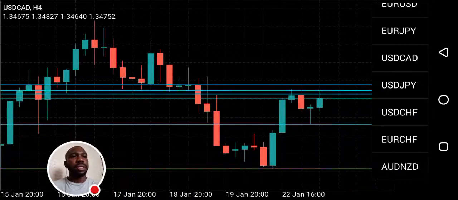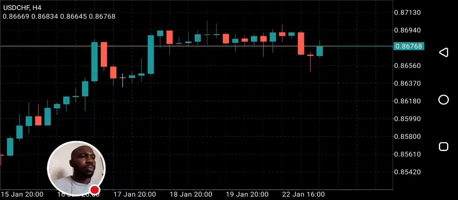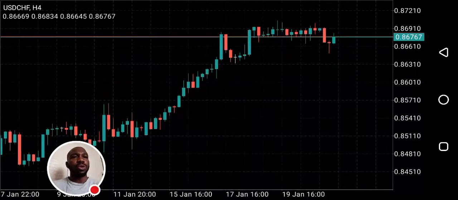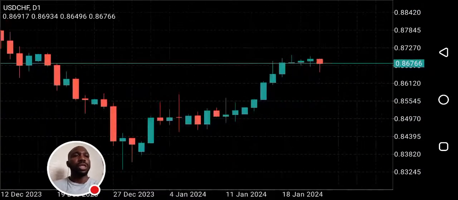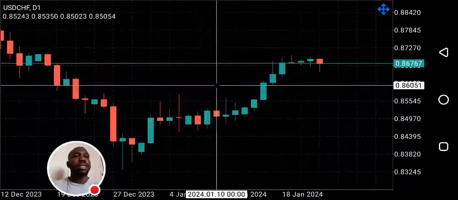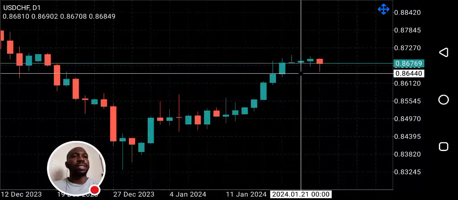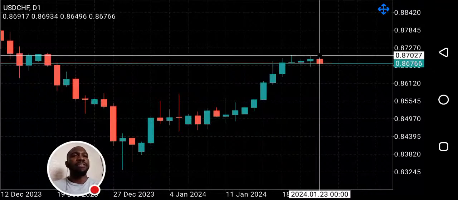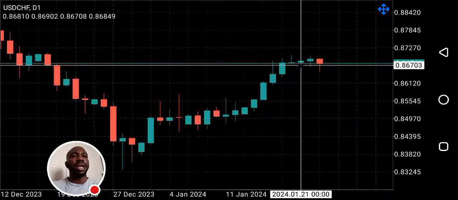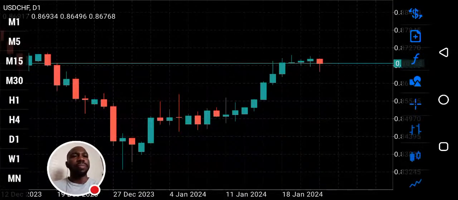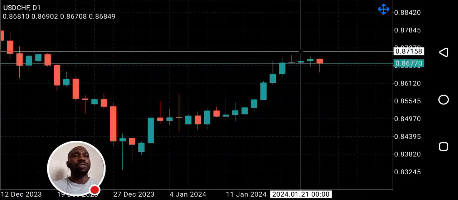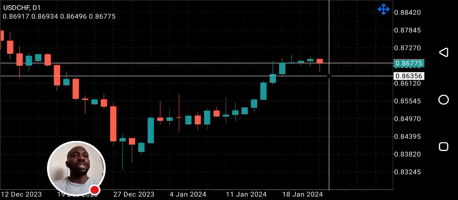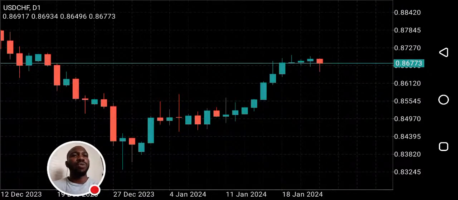Okay, let's look at USD CHF. So USD CHF also is bearish. Let's start with the daily. You can see on daily, we had several bearish reversal patterns here, but we couldn't have jumped in and started selling because none of these candles closed as a bearish candle. We have to wait for a bearish candle to close before we start selling.